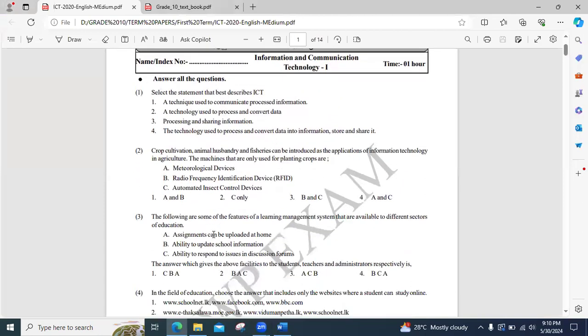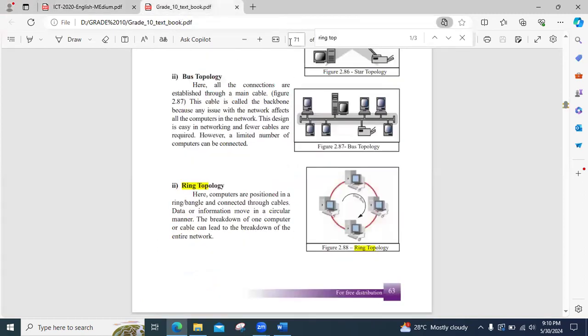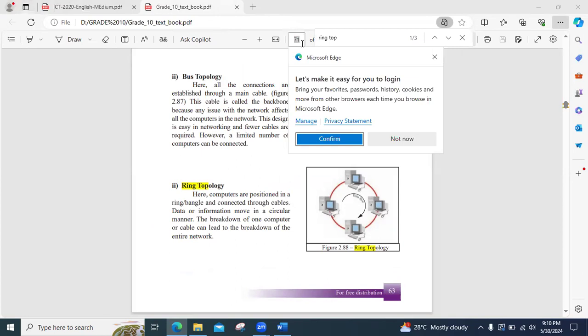So we move on to the second question. Crop cultivation, animal husbandry, and fisheries can be introduced as the applications of information technology in agriculture. The machines that are only used for planting crops are: meteorological device, radio frequency identification device RFID, automated insect control devices. So this is given in your book on page number 26.